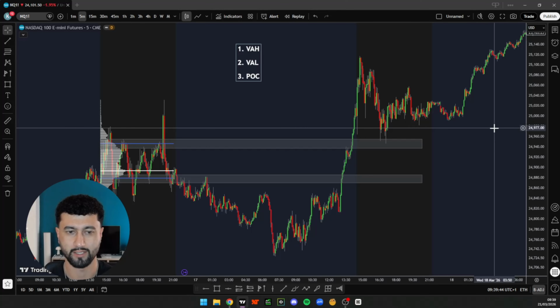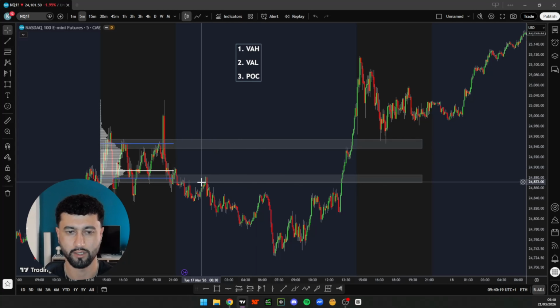Most people think that the POC is the most traded level and has the highest probability of working out in terms of rejections or break and retest trades. And that is simply not the case. The point of control is the level where the most volume has been transacted. And the point of control is always within the value area high and the value area low, meaning that the point of control is fair value.